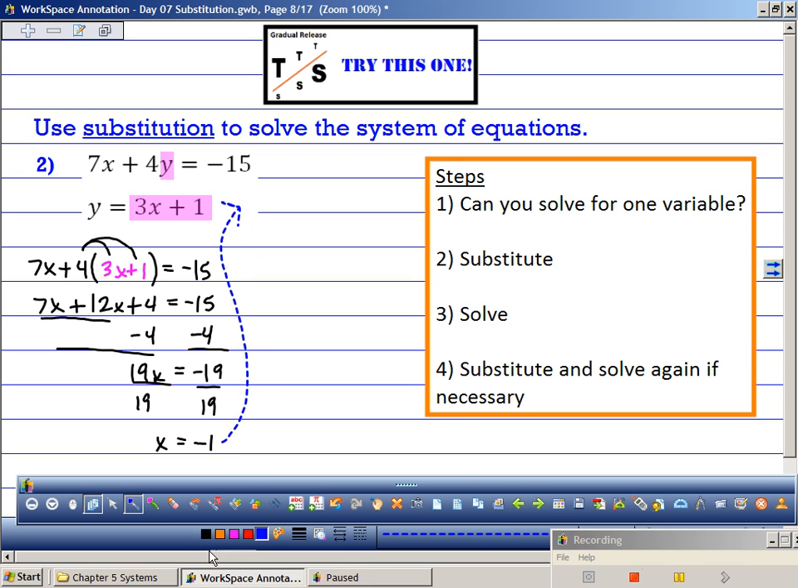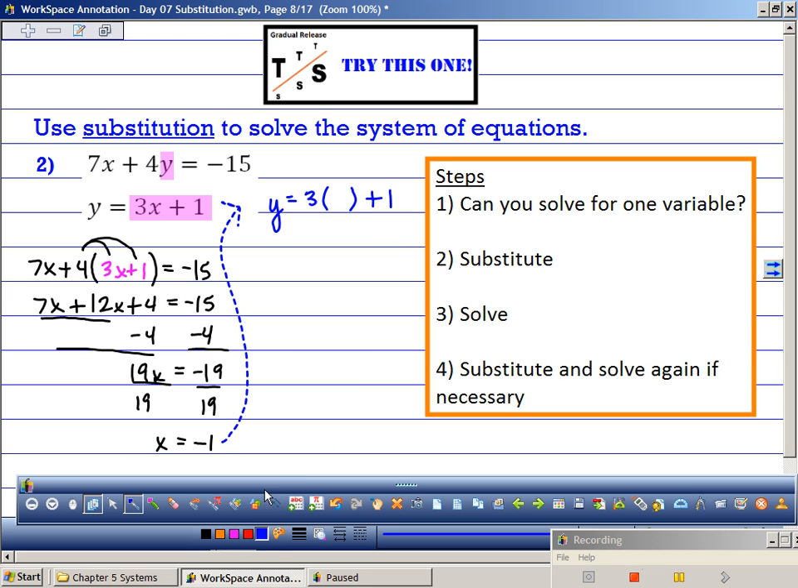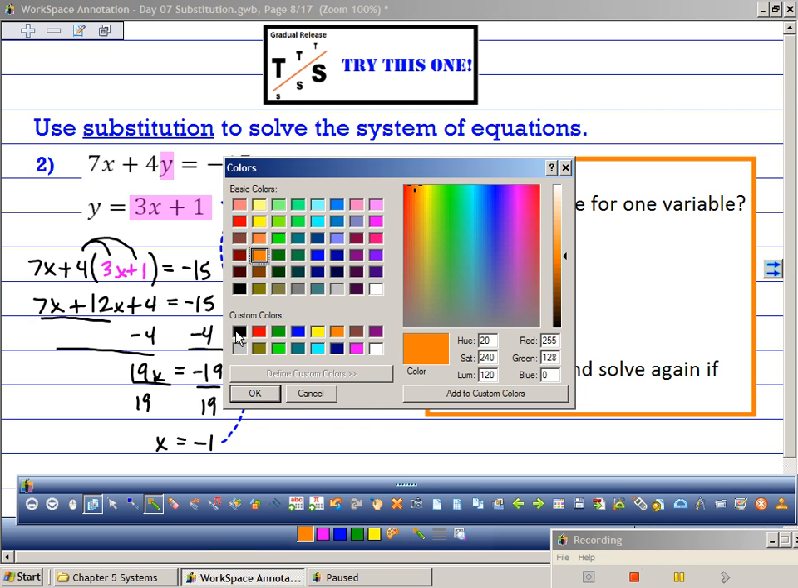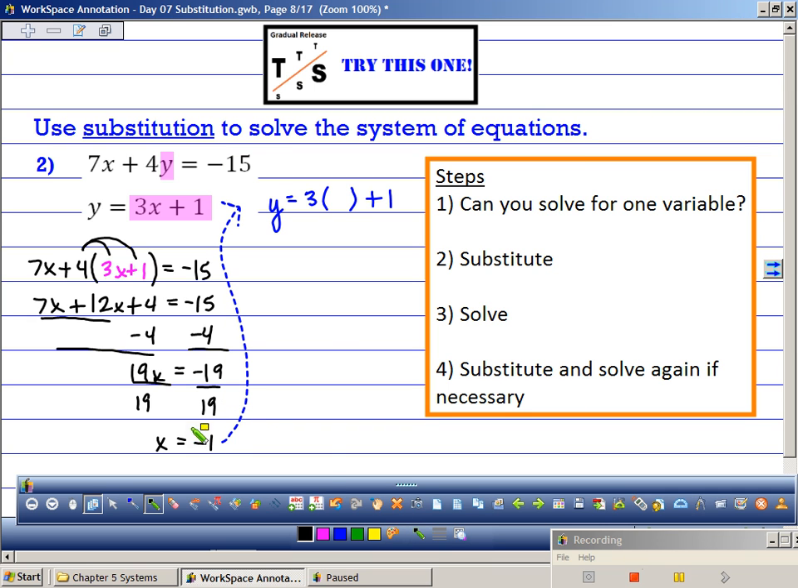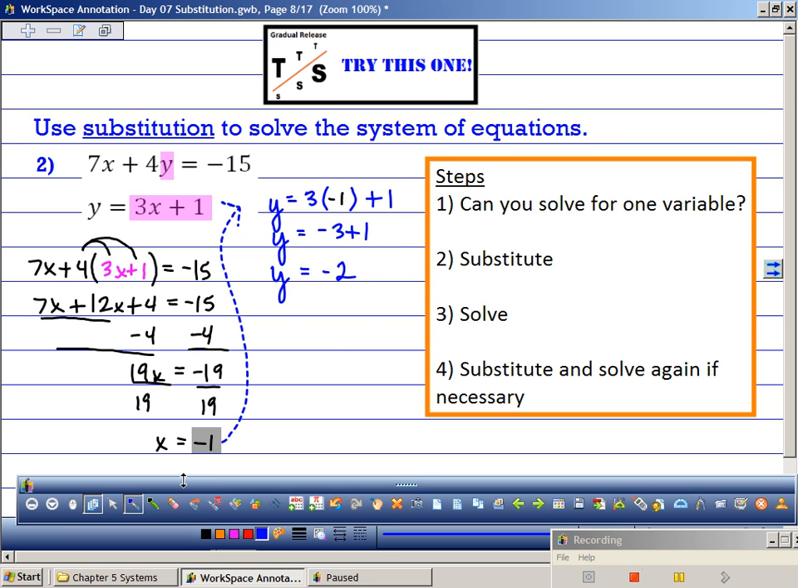Substitute it, right? So I have y equals 3x plus 1. My x is negative 1. So now I have y equals negative 3 plus 1, which is negative 2.